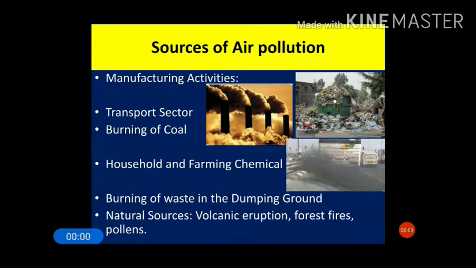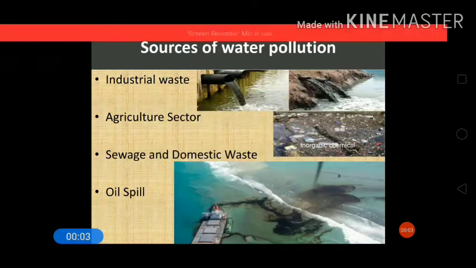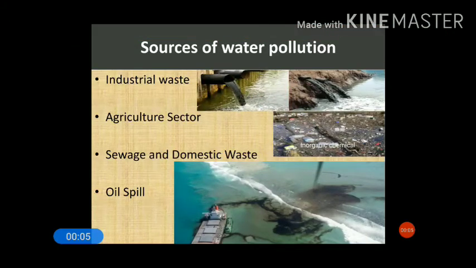Okay, now moving on to the next slide, that is sources of water pollution. Sources of water pollution can be categorized into industrial waste, agricultural waste, sewage and domestic waste, oil spills, radioactive waste, offshore drilling waste, oil drilling waste, as well as thermal pollutants. Now, we'll be discussing industrial waste. All forms of waste produced during industrial production that is discharged into a nearby water body are termed industrial waste.